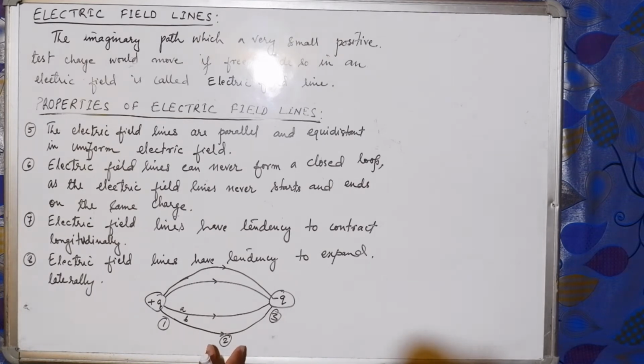We could see that the separation distance between electric field line A and B at region 2 will be more than the separation distance between electric field line A and B at region 1. See, here the distance is more and here the distance is less. Because of this reason, electric field lines have the tendency to expand laterally. Whenever they get a chance, they will expand like that. They move a little bit away from each other.